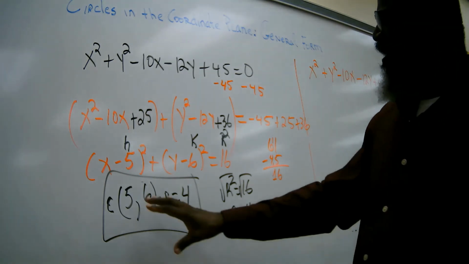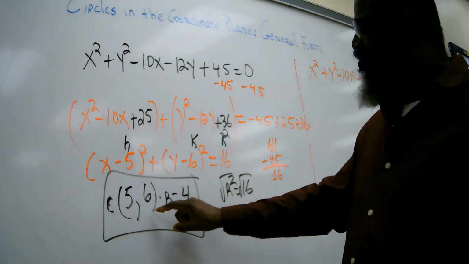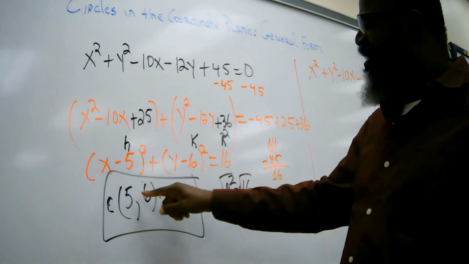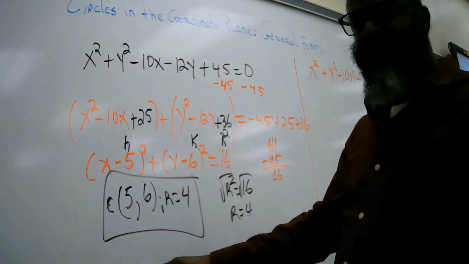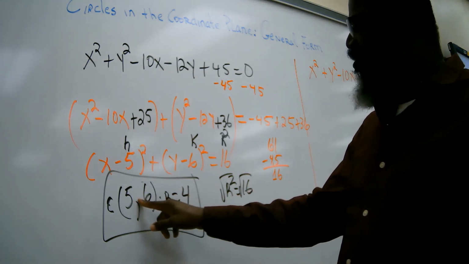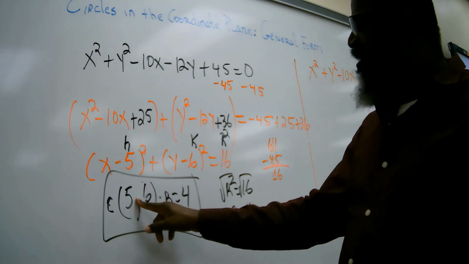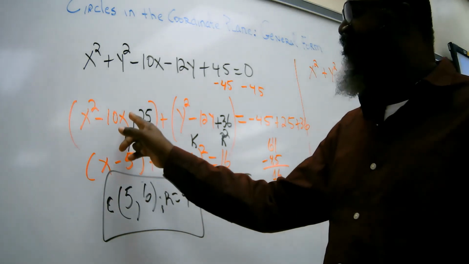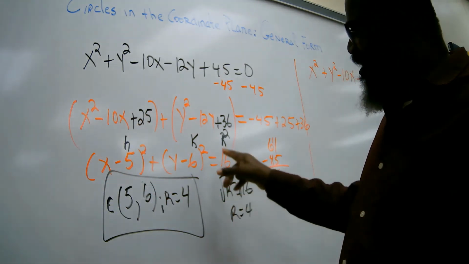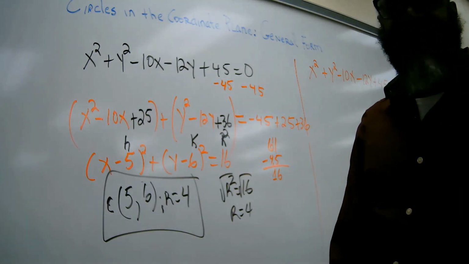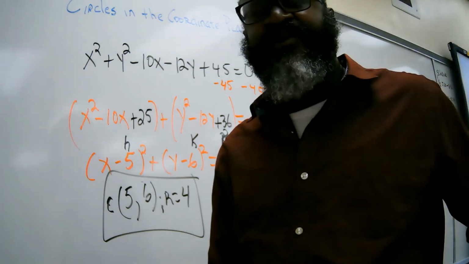Then you plot that 5, 6, then you go 4 units right from the center, and from your center you go 4 units down from the center. You can go 4 units to the right from the center, 4 units to the left from the center. Then you have 4 points. That's on the circle. Then you do your little curve that becomes your circle.